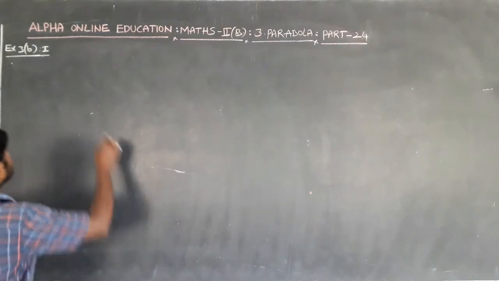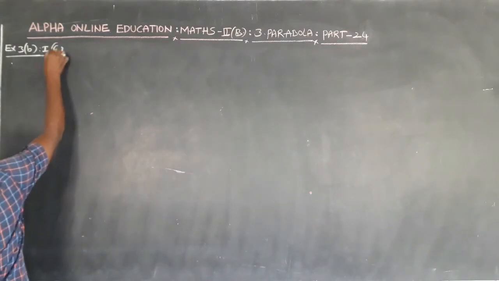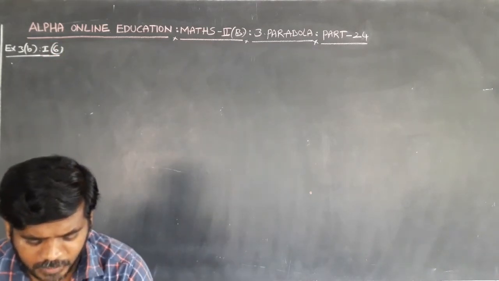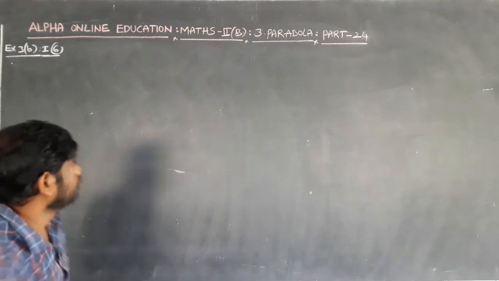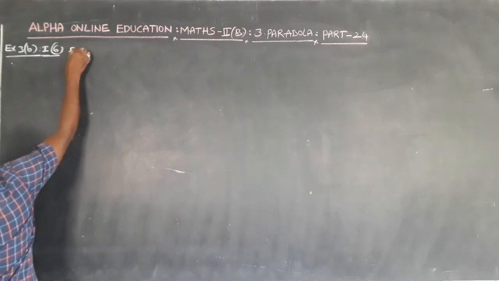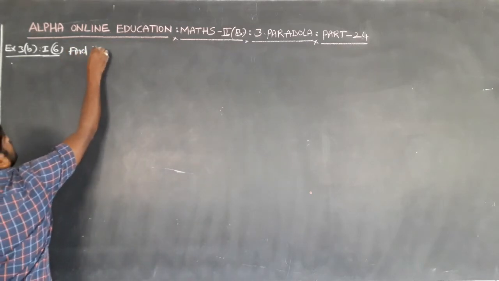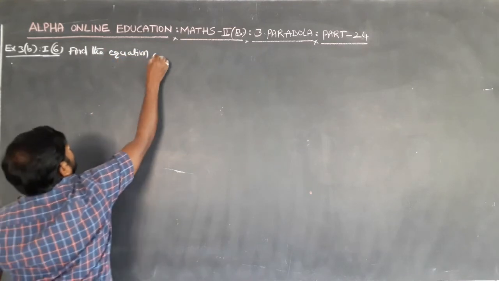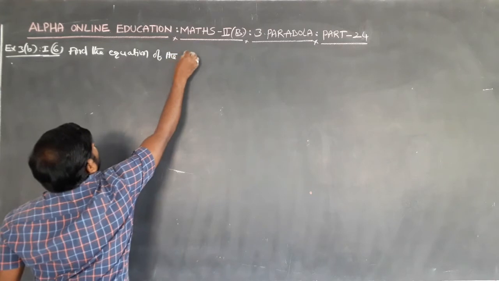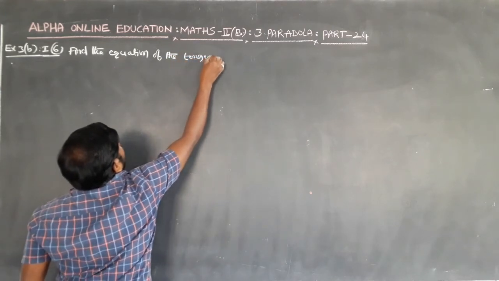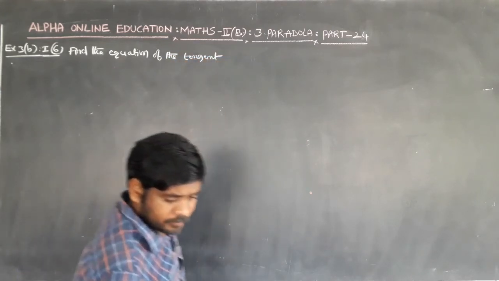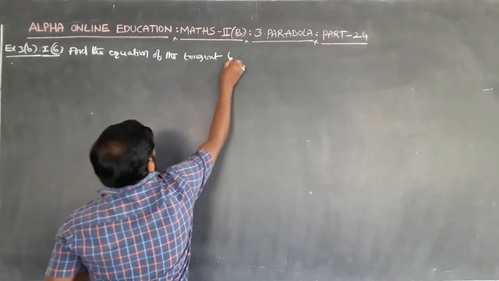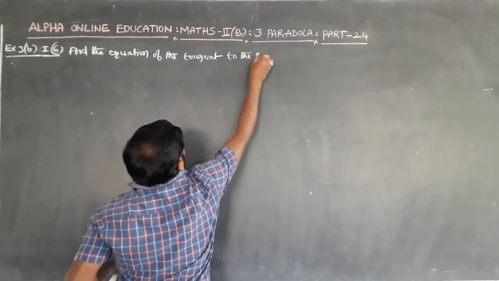Next one is first bit, sixth problem. Find the equation of the tangent to the parabola.